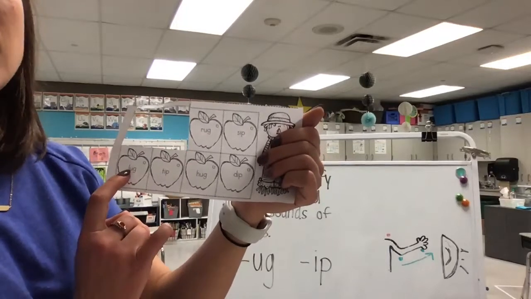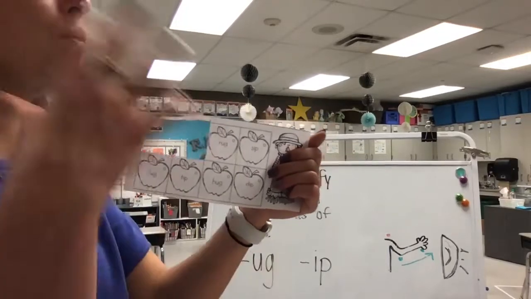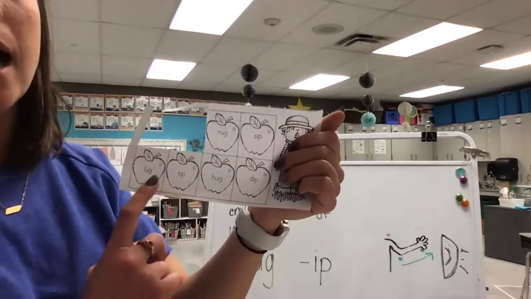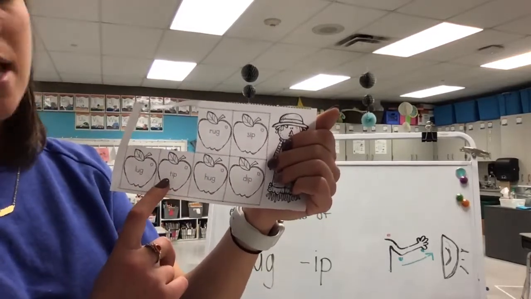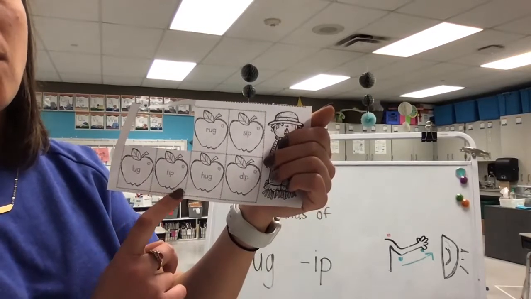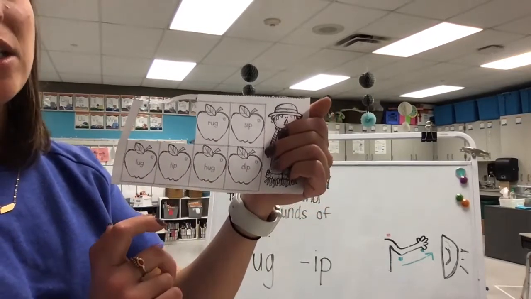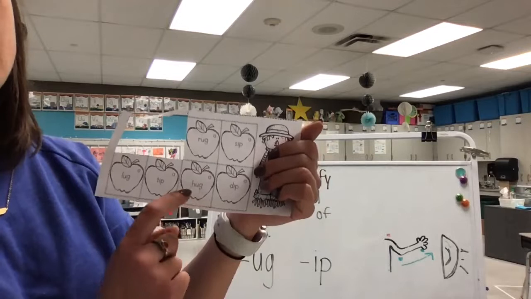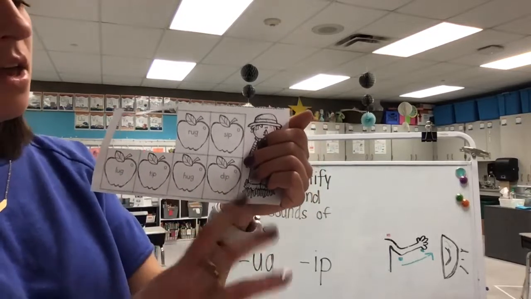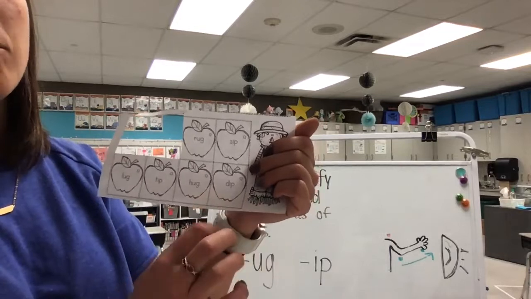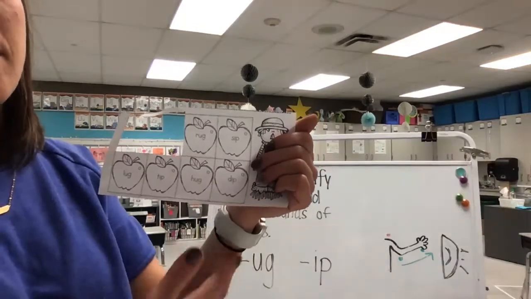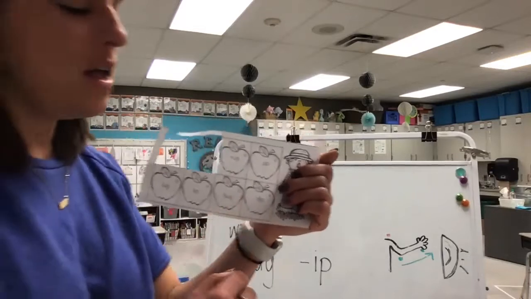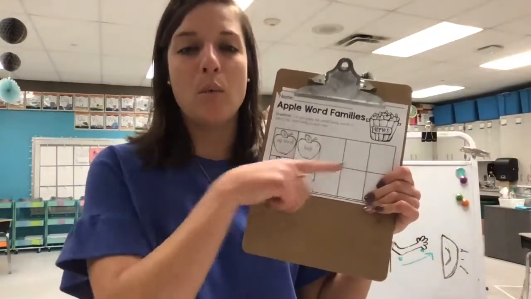The next one is lug, lug. I am going to lug my backpack to school, lug. The next one is tip, tip. Uh-oh, I'm going to tip the glass over if I'm not careful. This is the word hug, hug. Oh, I like to hug my grandma. And the last one is dip, dip. I'm going to dip my chip in the dip. Dip. Okay, so you're going to cut each one out, put your glue on, and you're going to decide, does it go in my UG word family or my IP word family?